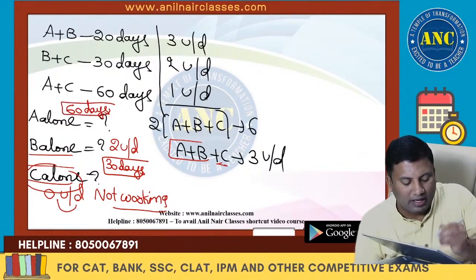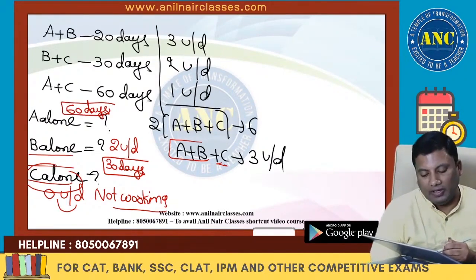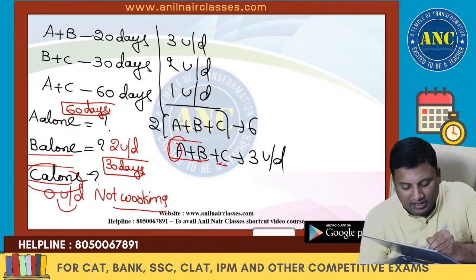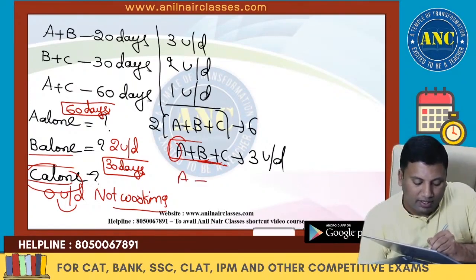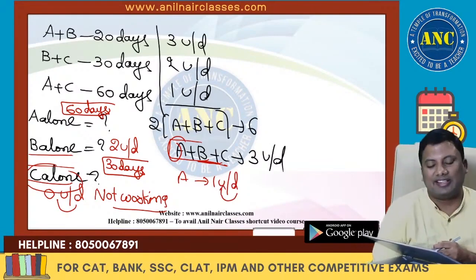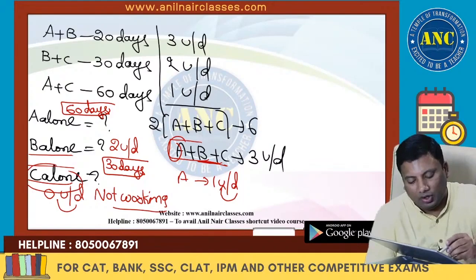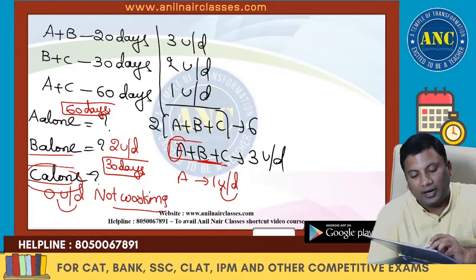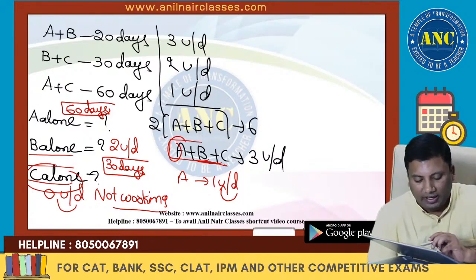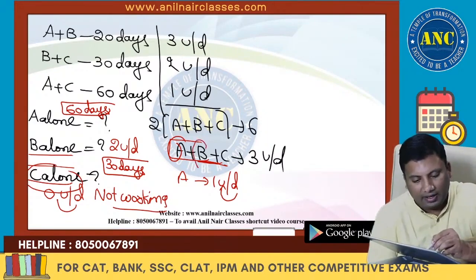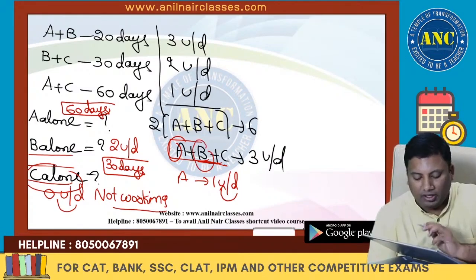Now let us do it using the percentage method. A I require, B plus C is 2, so A will be 1 unit per day. 1 day 1 unit, 60 units 60 days. B alone 2 units per day. I require B, right? A plus C is 1, so B will be 2 units per day.